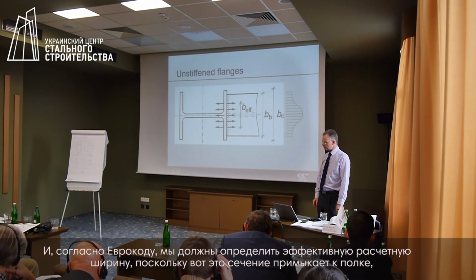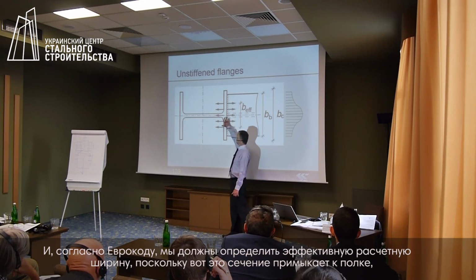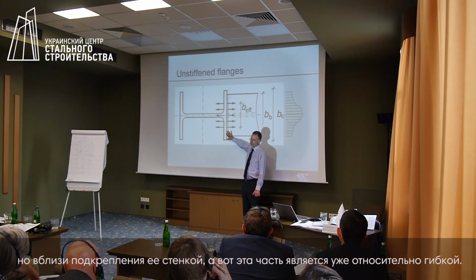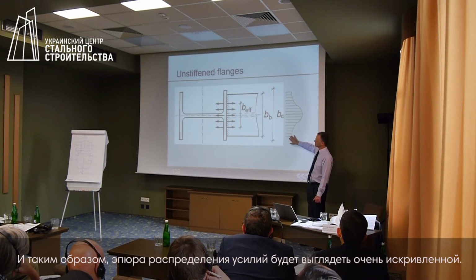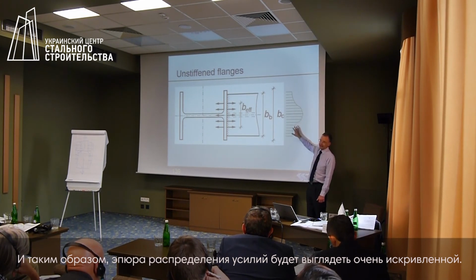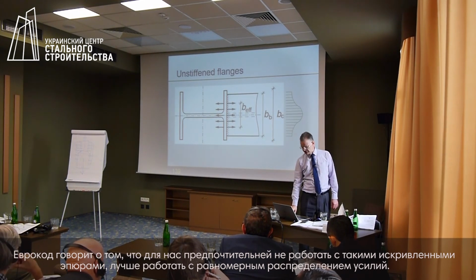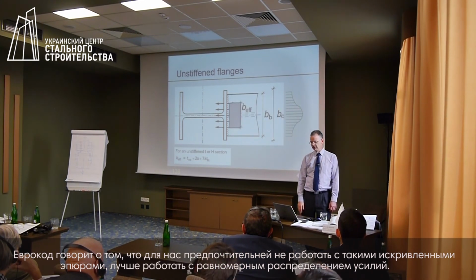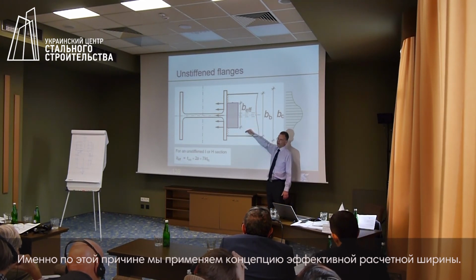And the Eurocode says we must calculate an effective breadth because this area is stiff, being adjacent to the web, and this area is relatively flexible. And so the stress distribution is very irregular. The Eurocode says we do not want to deal with an irregular stress distribution. We want to deal with a regular stress distribution, and that leads us to this concept of an effective breadth.